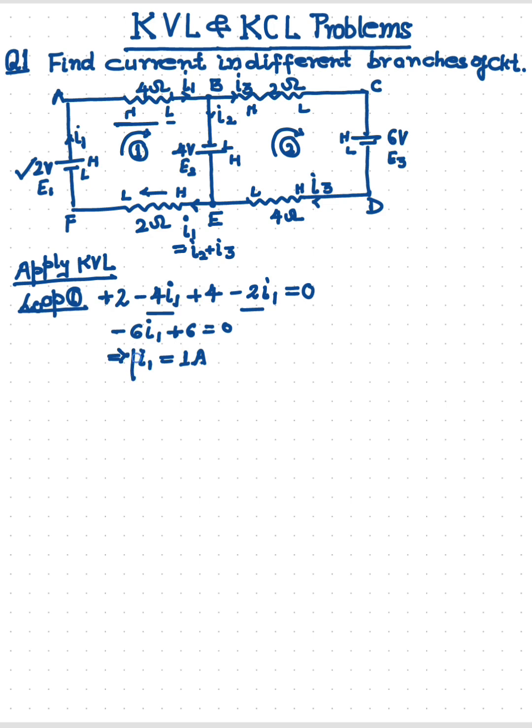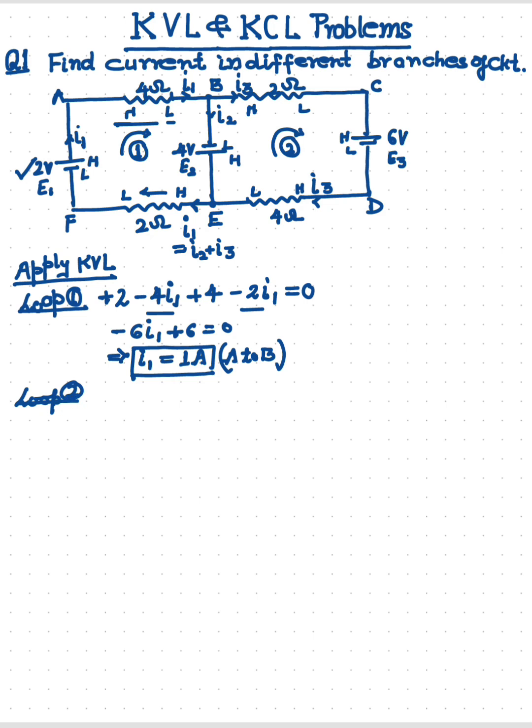And look here. We are getting I1 current positive. This means we have assumed the correct direction. So this current will flow from F to A, or A to B. In resistance R1, this current will flow A to B. So this will be its direction. Clear? Now let's apply KVL in loop 2.